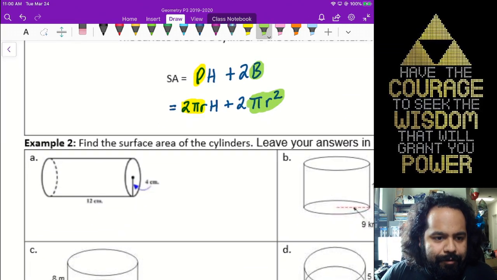Okay. So we just have to know the height and the radius and just plug it in.